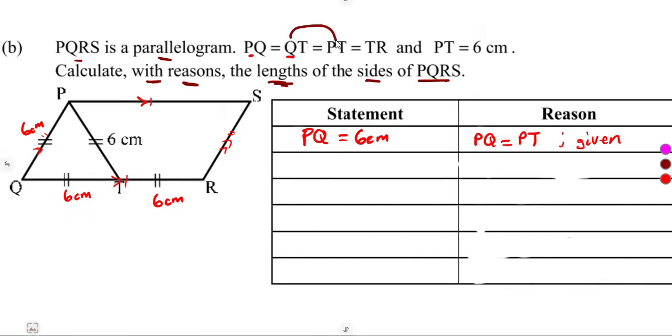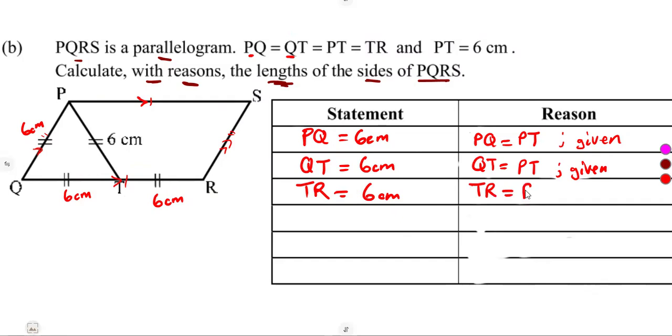Because you're told here, QT and this one, they're also equal. So it's a part that we can have from Q to T. It is also 6 centimeters. Because QT is the same as what? As PT, this one. Because QT is equal to PT. It's given. Another part that we filled on our diagram is TR. We can also name this one from T to R, because it is the same as what? As PT. So it is 6 centimeters again. Because TR is equal to what? To PT. We are given that information.